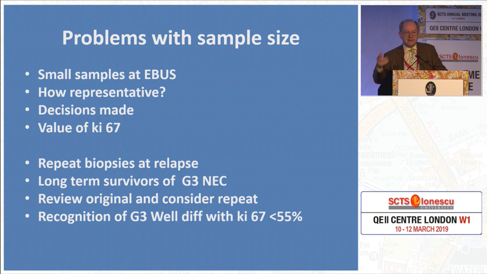And equally, if it comes back in the 20 to 55%, it's probably going to be a G3 NET, which again has a different clinical behavior, may well be a candidate for a radionuclide therapy, and certainly does better with certain types of chemotherapy. And as I said, if you've got a patient still alive at 2 to 3 years with small cell, then I think you need to go back and review it and see what was done.